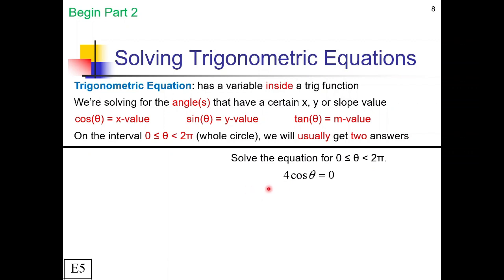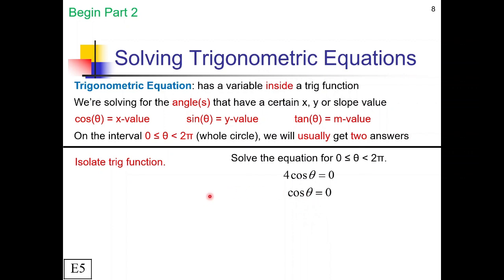A good first step to take on all of these problems is to isolate the trig function. We basically want to get one of these three cases up here where we have sine, cosine, or tangent of some angle, and that's it, equals some number. If we can get to that situation, well, we're halfway there. So in this case, to isolate cosine of theta, what do we have to do? Oh, we just have to divide both sides by 4. Okay, well, 0 divided by 4 is 0. So the isolated version of this is just cosine of theta equals 0.